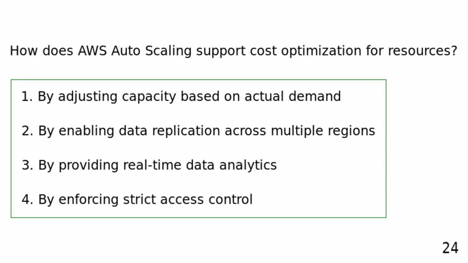How does AWS Auto Scaling support cost optimization for resources? By adjusting capacity based on actual demand. By enabling data replication across multiple regions. By providing real-time data analytics. By enforcing strict access control.